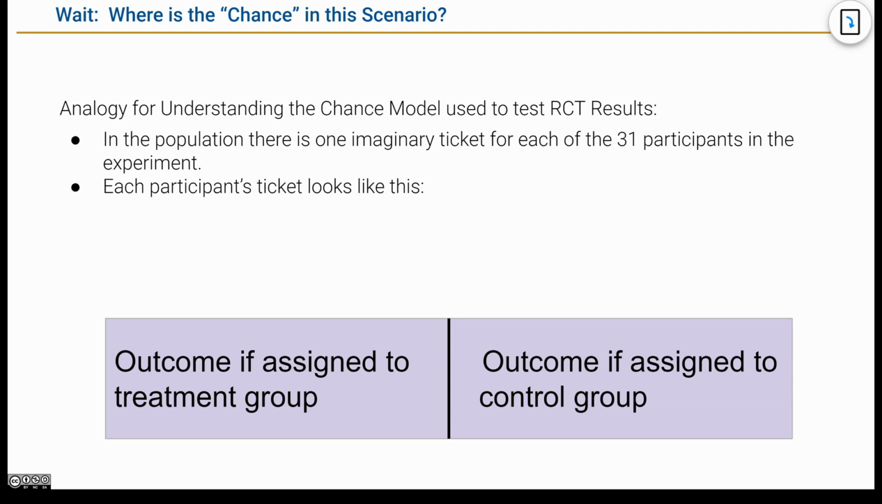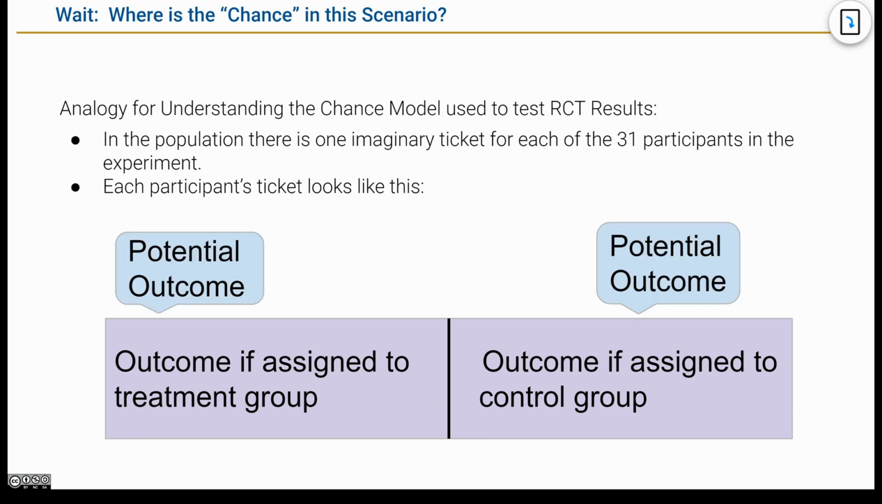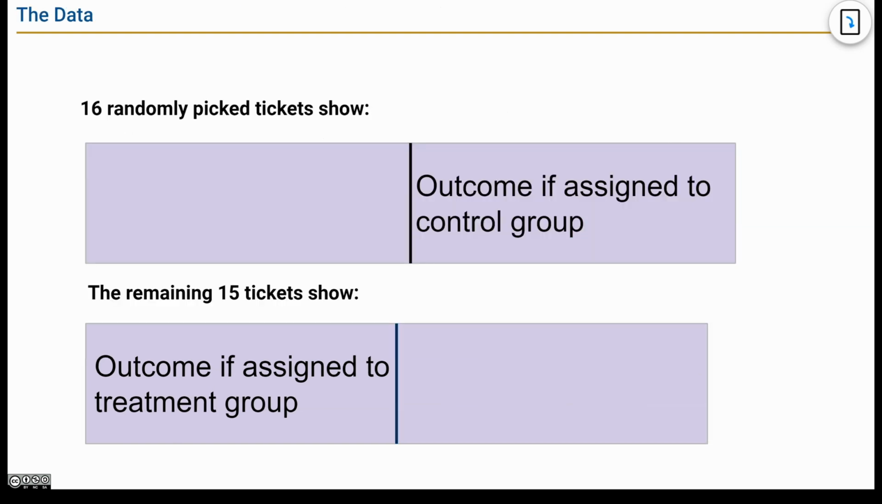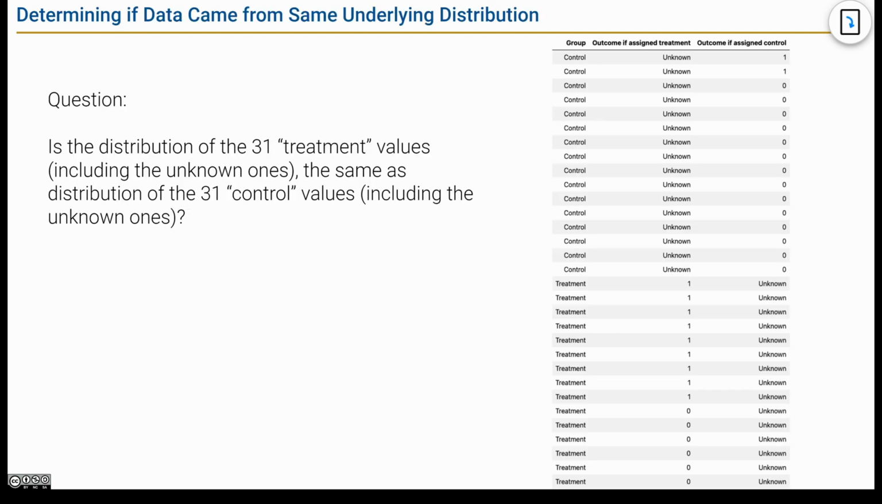And my question in the hypothesis test part of this is about the distributions of these two sets of 31 outcomes each. Are they the same or are they different? Unfortunately, we don't get to see all of that. We don't know what those full distributions look like. All we get to see is a randomly selected 16 of the potential control outcomes and the treatment outcomes of the remaining 15 patients, right? That's all we get to visualize.